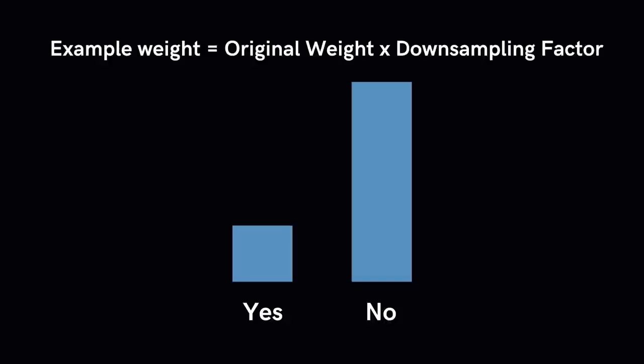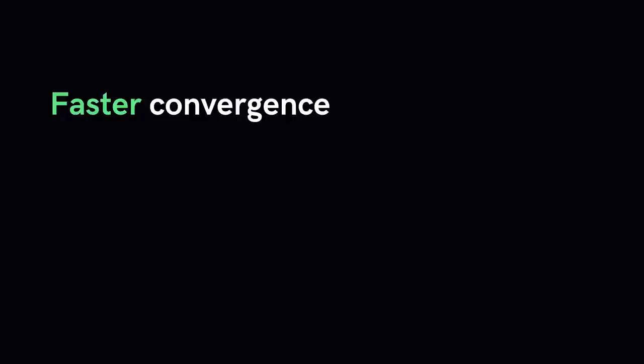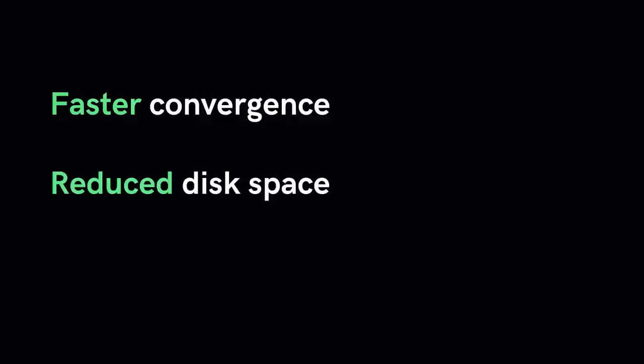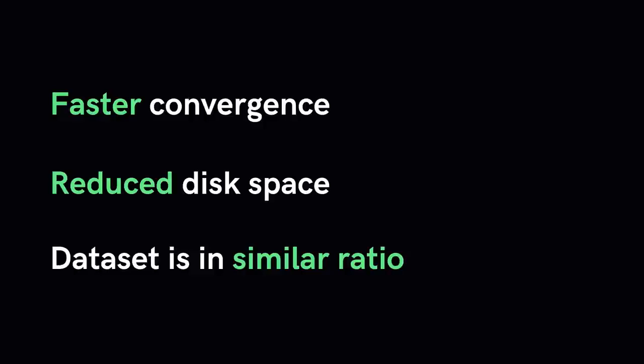It may seem odd to add example weights after downsampling. What is its purpose? Well, there are a couple of reasons. It leads to faster convergence. During training, we see the minority class more often, which helps the model converge faster. By consolidating the majority class into fewer examples with larger weights, we spend less disk space storing them. Upweighting ensures the model is still calibrated. We add upweighting after downsampling so as to keep the dataset in similar proportion.